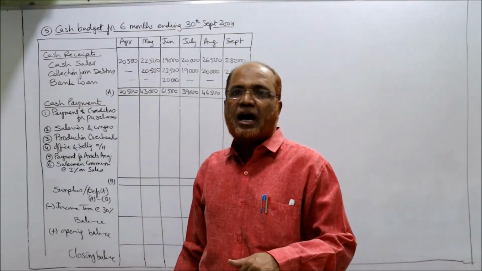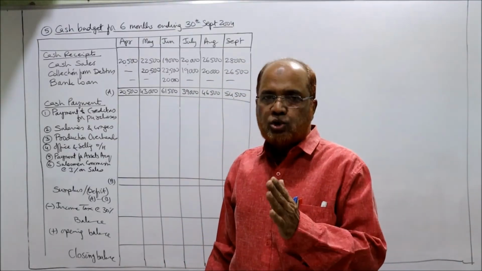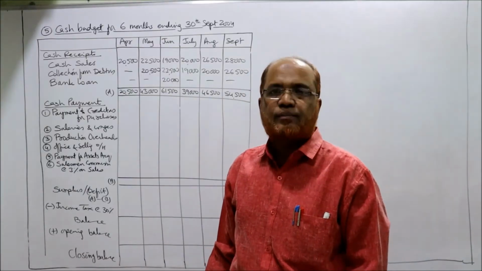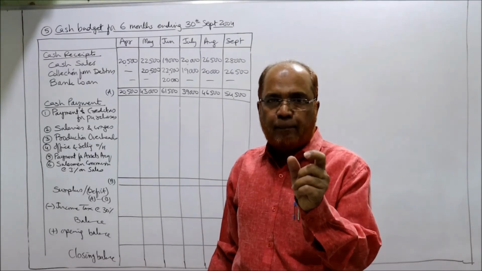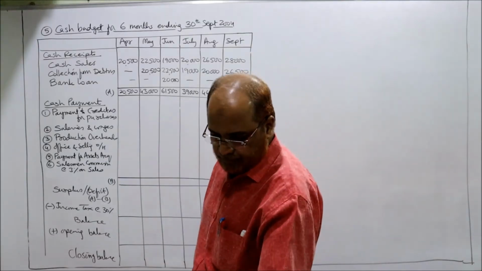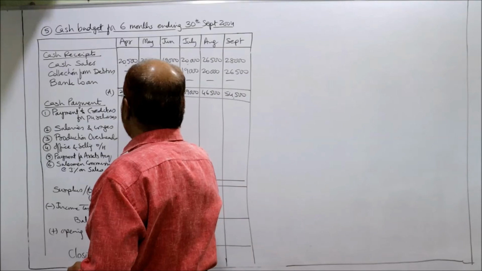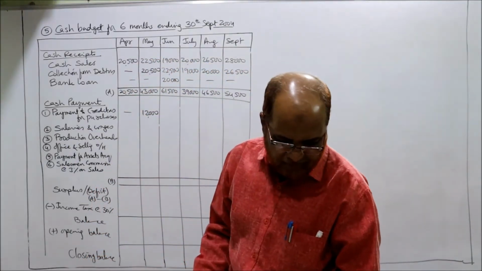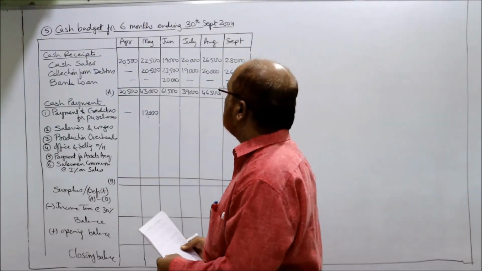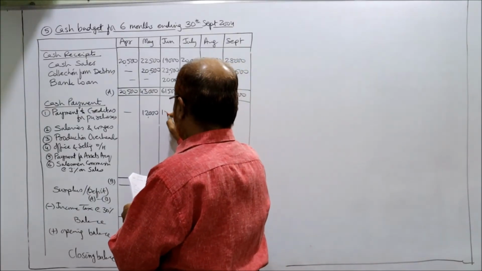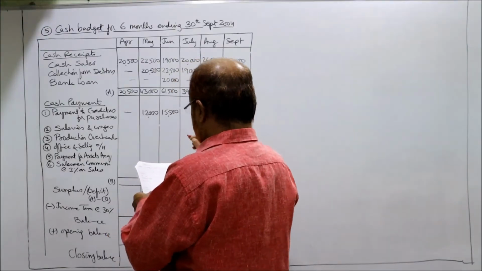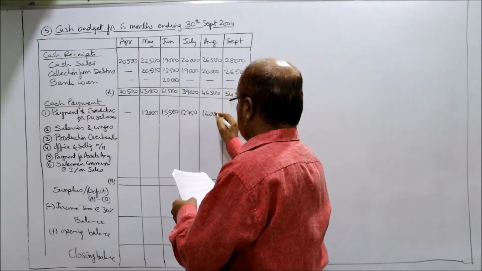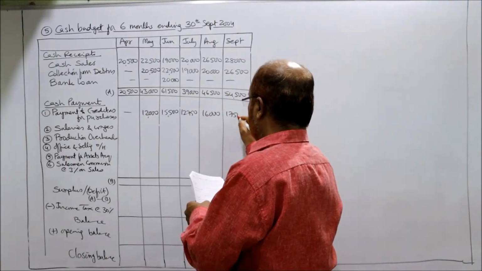Creditors are also allowing us 1 month credit period. तो जो परचेजेस है उसको आने वाले महीने में पे करेंगे. Example, material purchase 12,000. 12,000 are the material purchase for April. This will be paid in May. और May के जो परचेजेस है 15,500, this will be paid in June. Then 12,750, 16,000, and last one 17,500.